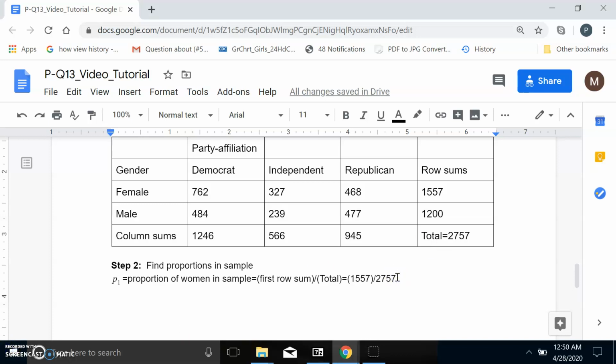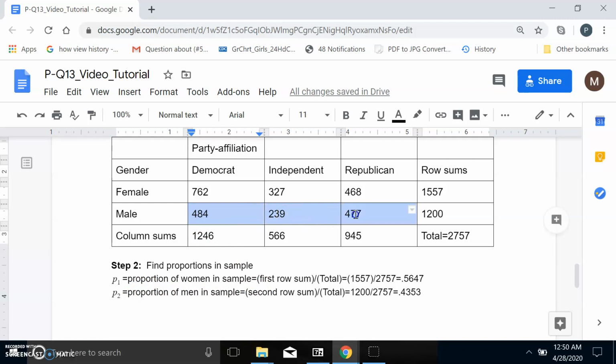So plug it into your calculator, you check it's 0.5647. Okay, let's do the same thing now for the men. Call it P2, proportion of men in sample. So it'll be second row, because the second row is all the males. So it's 1200 out of 2757, and that works out as 0.4357. Okay, so that's step 2. Now let's go on to step 3.